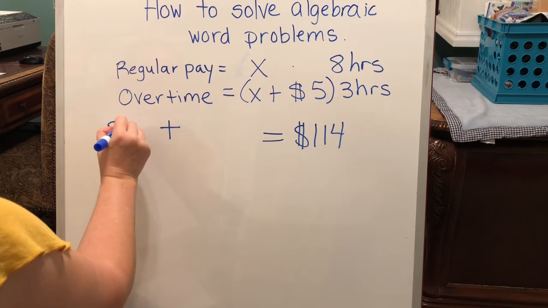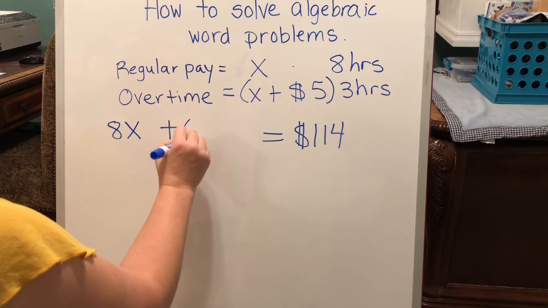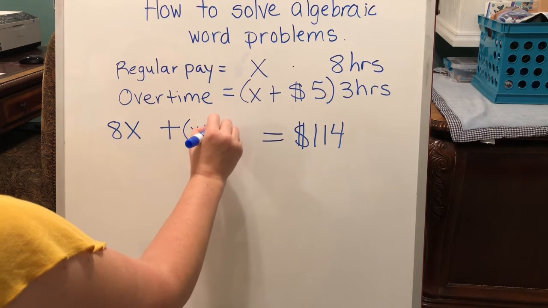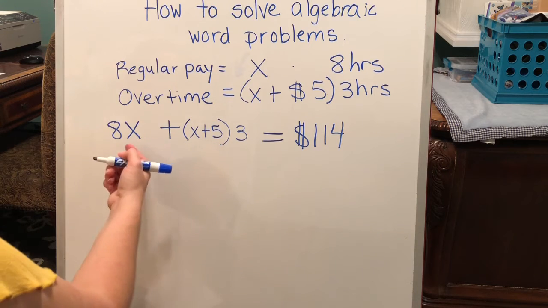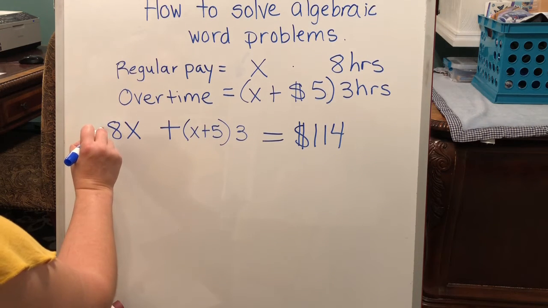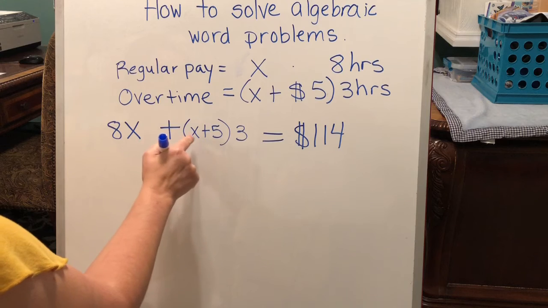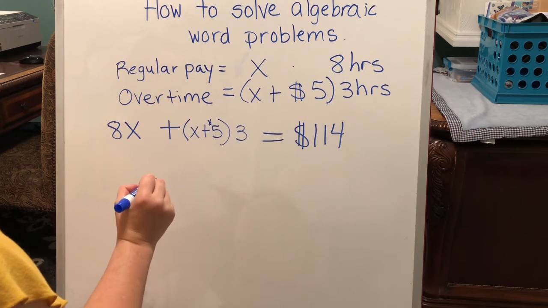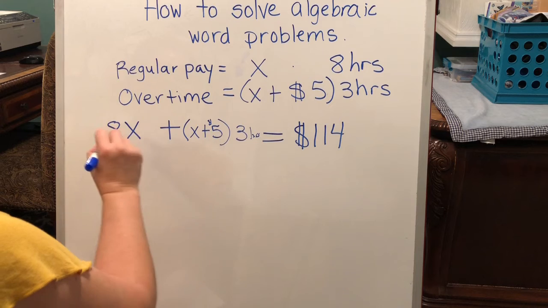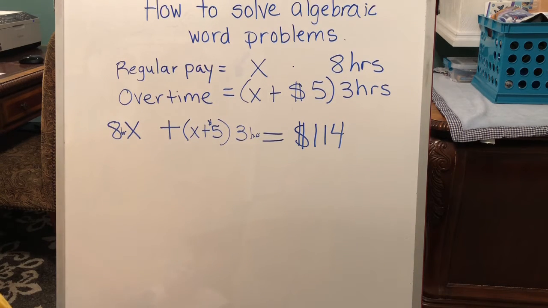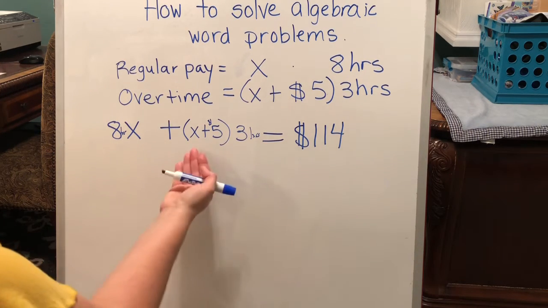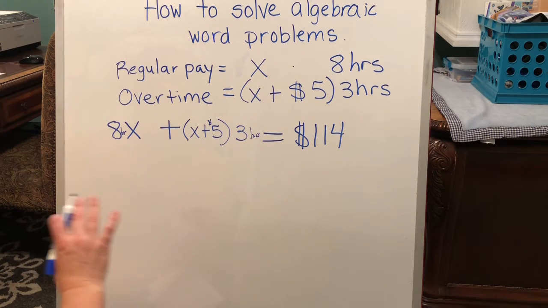So 8x plus (x plus 5) times 3, right, is going to equal 114. Now I know these are dollars, and we could put the dollar symbols in here: the 8 hours, the $5, and then the hours and the hours. But we're mostly concerned about these numbers right here for now. Now, from here we have an equation, we have an equal sign, we have a total, we have our variable. We're going to go ahead and solve for x.